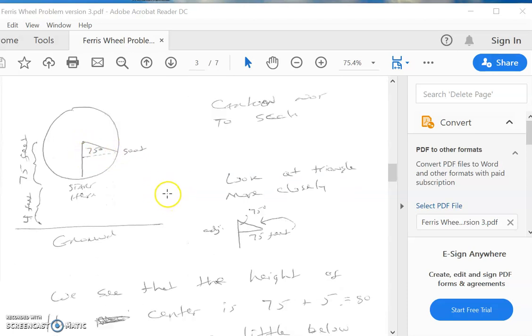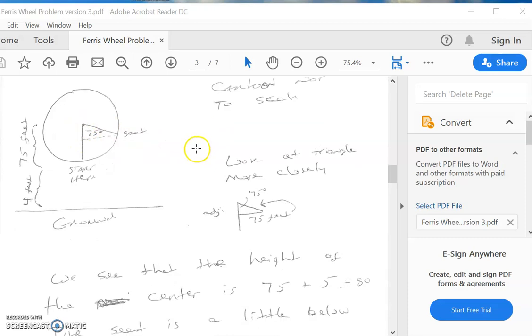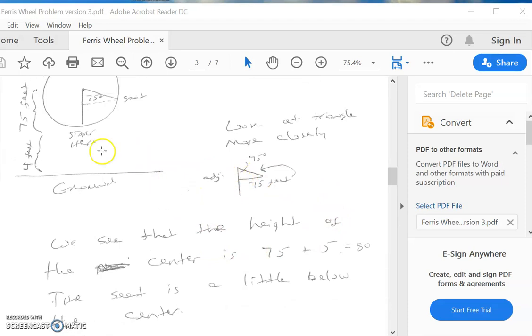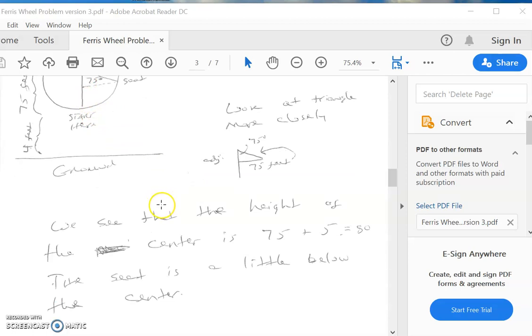Okay. So let's take a look at that triangle. Can we figure out what this distance right here is? Let's look at that triangle more carefully. The theta here is 75 degrees. This radius here is 75 feet. Now, it's just a coincidence that it's 75 feet and 75 degrees. The radius there is 75 feet. So the height here, this height right here of this triangle, oh, I'm sorry, I'm not to that point yet.